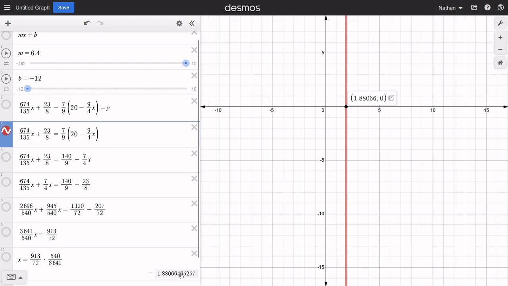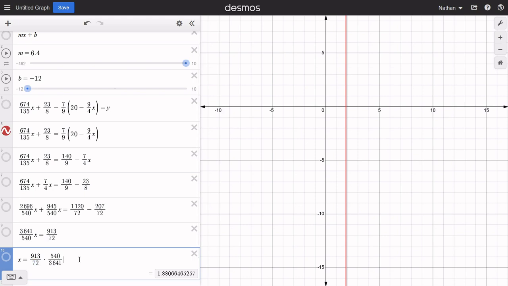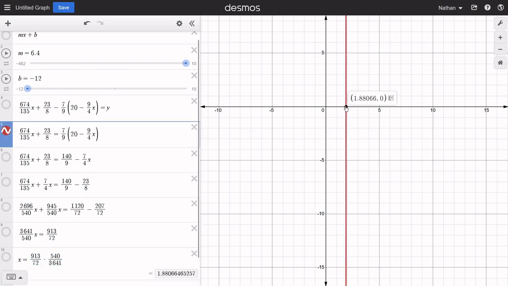1.88066. Well, this is the actual solution. I could, of course, combine these. I could reduce the 540 and the 72 for sure. But there's not really any need to, since Desmos gives me the calculation right there. So this is the exact solution. This is probably an approximation to this place here, but it's all found on the graph right there.